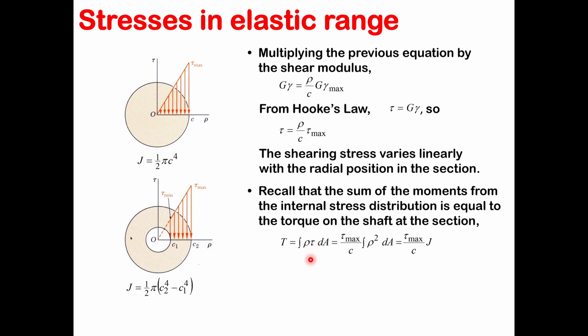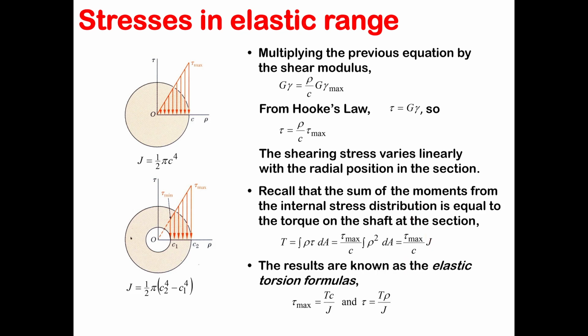We can replace tau with this equation we have right here. Tau max is going to be constant for a specific T, right? C is always constant, so we can take that out of the integral, and your integral is going to be T equals tau max times the integral of rho squared dA, and your rho squared dA is the polar second moment of area, or polar moment of inertia, or J, right?